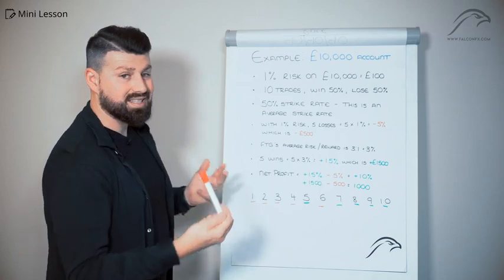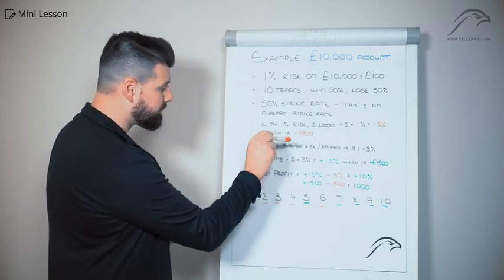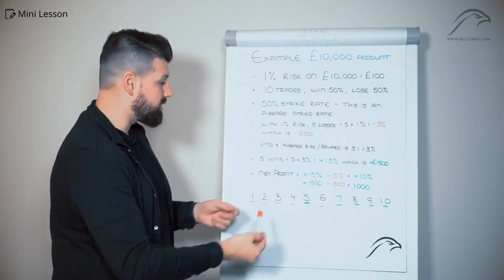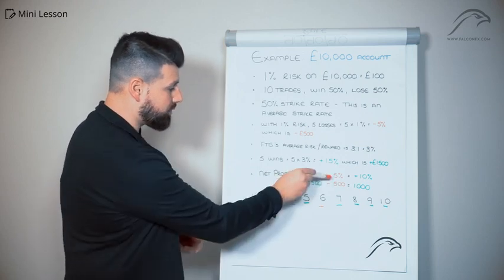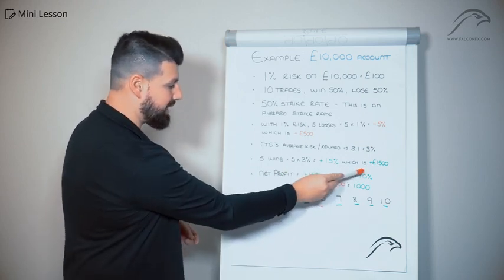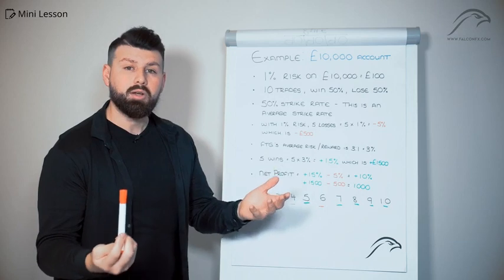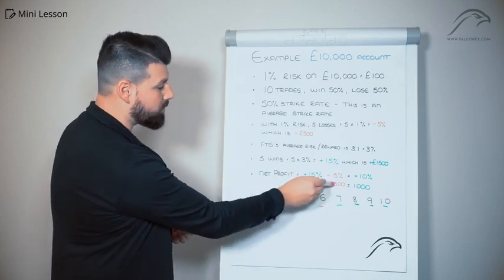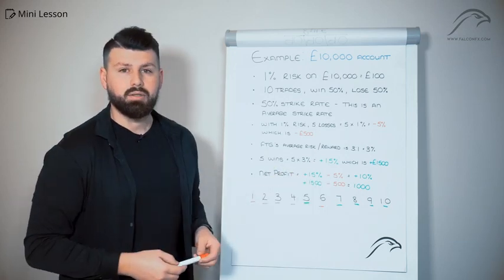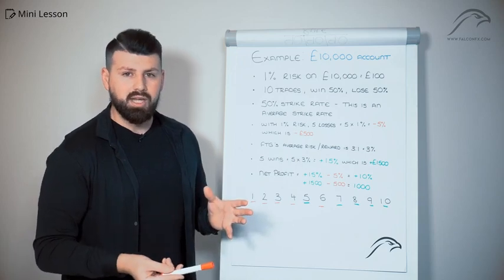So if we just do simple mathematics of net profit, 15% minus the 5%, so you've got your 5 wins here, you've got your 5 losses there, you're now left with a net 10%. And if we do that in monetary terms, we've got £1,500 minus £500, we're looking at £1,000. So what can we establish here?